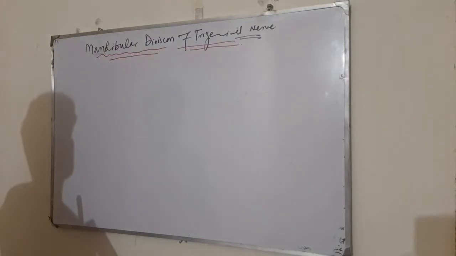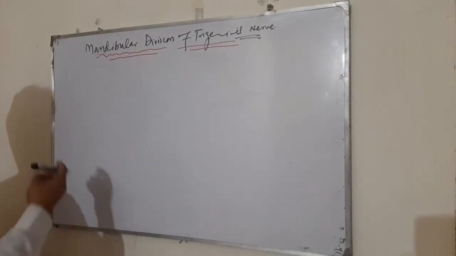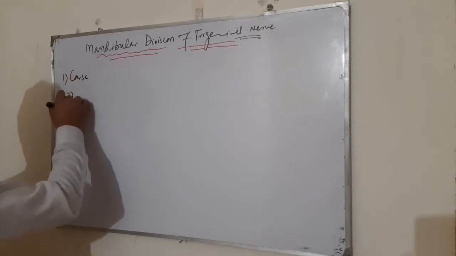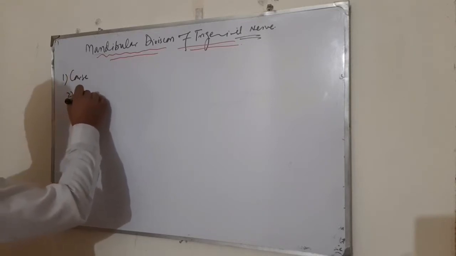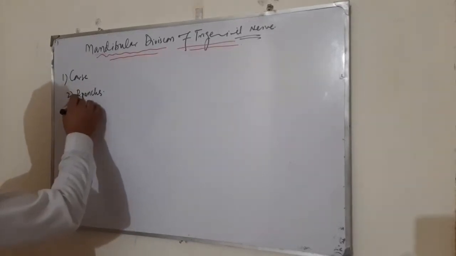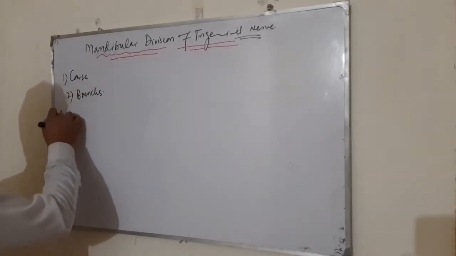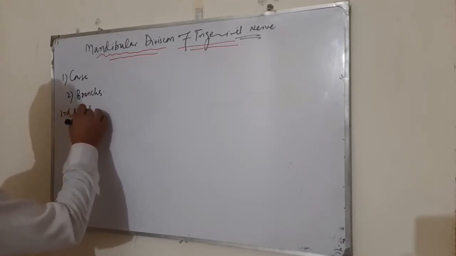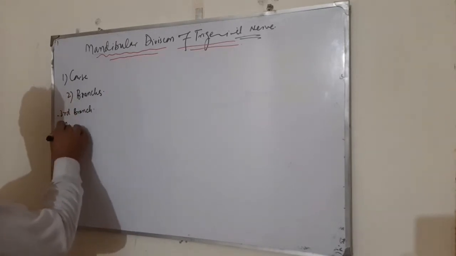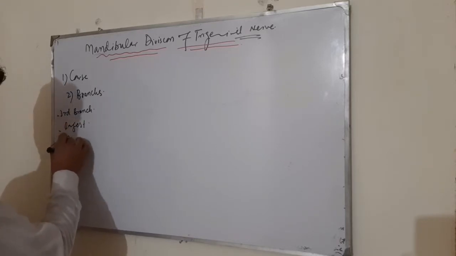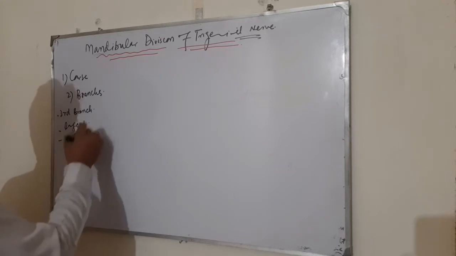Bismillahirrahmanirrahim. I am going to discuss the mandibular division of the trigeminal nerve, its course and its branches. The mandibular division is the third branch of the trigeminal nerve, the largest branch, and a mixed branch. The other two are sensory.